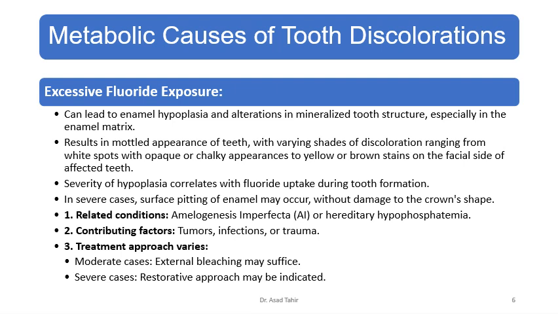Related conditions: amelogenesis imperfecta, AI, or hereditary hypophosphatemia. Contributing factors: tumors, infections, or trauma. Treatment approach varies. Moderate cases, external bleaching may suffice. Severe cases, a restorative approach may be indicated.